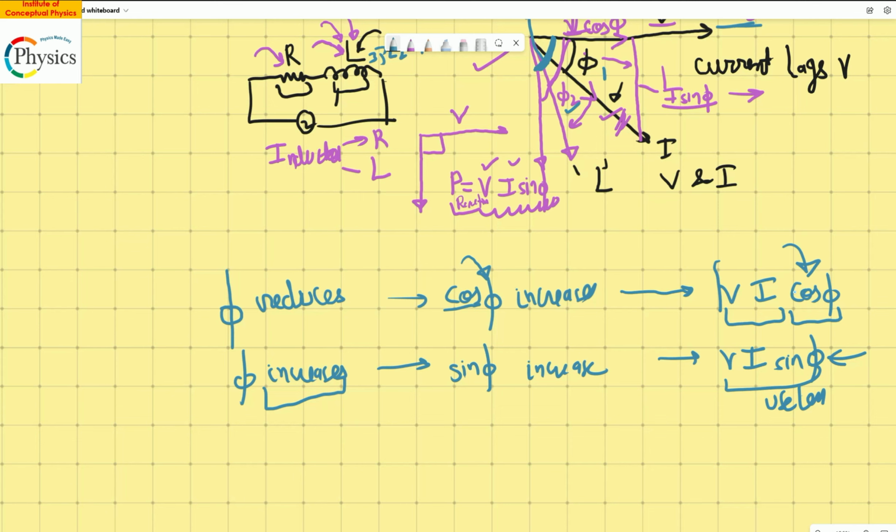The problem you will have is that a higher angle will result in a low amount of real power, because cos phi for high phi decreases. So cos phi decreases for high phi. And if phi reduces, cos phi increases and sine phi reduces. So here the useful part is more and the useless part is less. If phi is large, the useless part is high and the useful part is low.